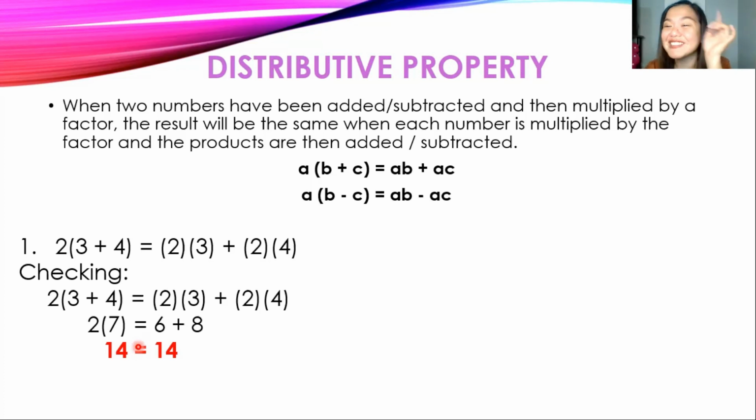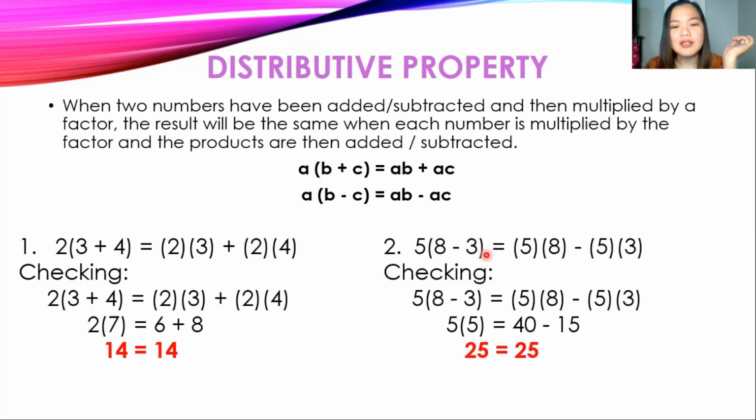Get it? So let's have another example. 5 times the quantity 8 minus 3. Other students will just subtract that. So you have 5 and then multiply it again by 5. So you have 25. But using the distributive property, you have to distribute 5. 5 times 8, that's 40. Then 5 times negative 3, that's negative 15. So 40 minus 15, that's 25. Still the same.